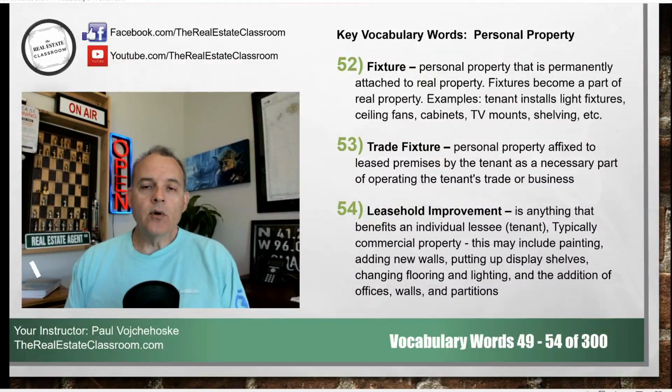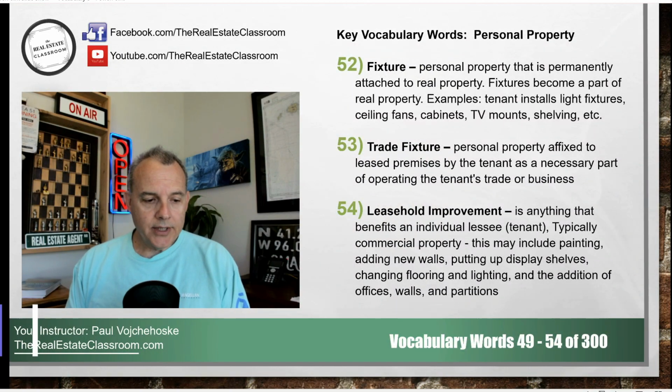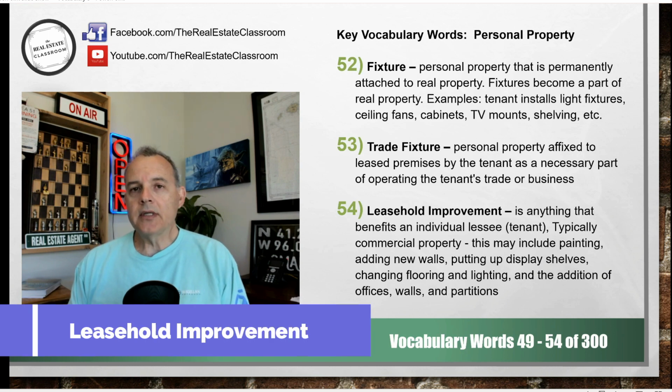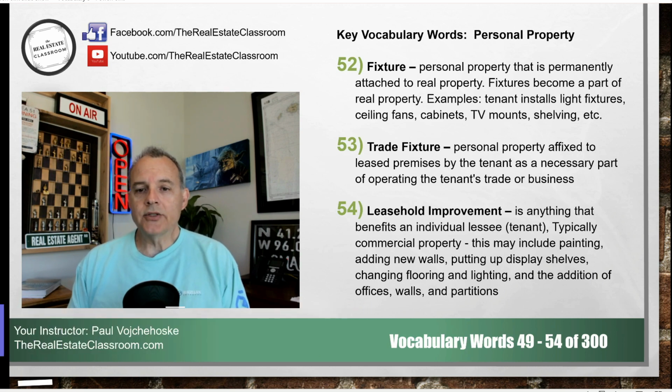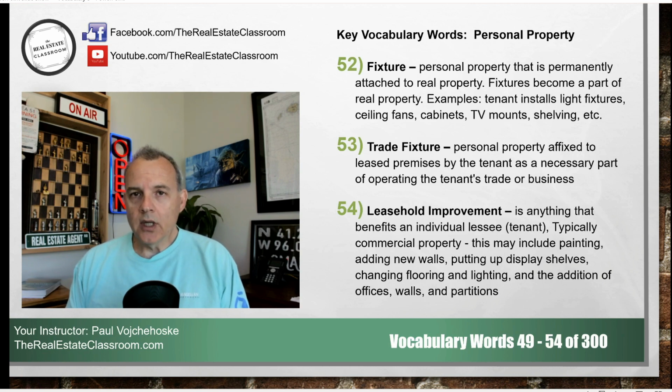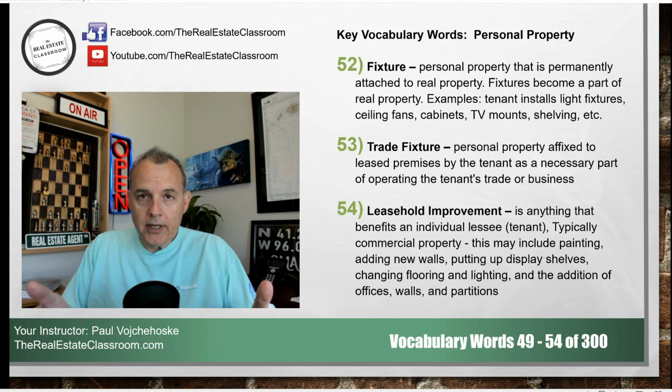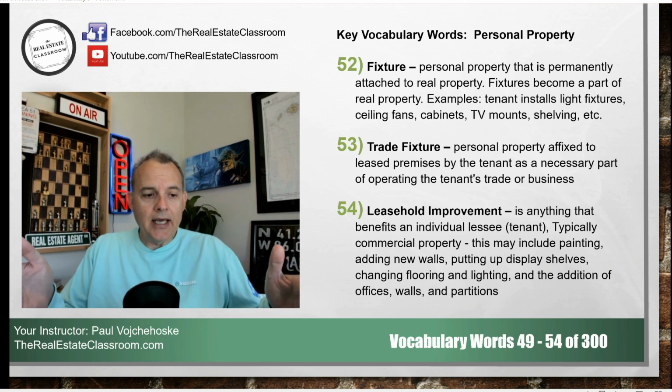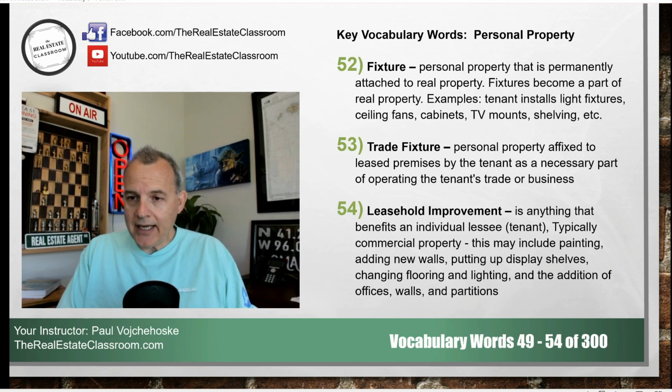All right, number 54 is a leasehold improvement. So what is a leasehold improvement? Well, typically we see this in commercial office type real estate, not in your run-of-the-mill residential. And a leasehold improvement is anything that benefits that individual lessee. Typically what we see is, for example, a tenant build out. So this tenant is going to open up a restaurant in this commercial bay. And of course, they need a certain layout. So they're going to have to move walls, change the floors.